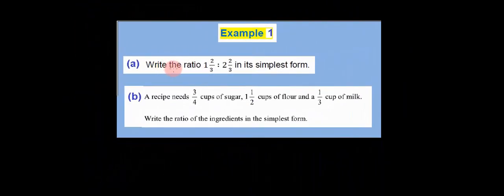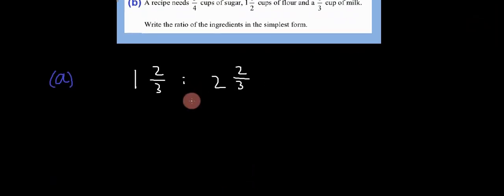So in A it says, write the ratio 1 2/3 is to 2 2/3 in its simplest form. So 1 2/3 is to 2 2/3. Now, what you should note is that these two fractions are improper fractions. So we're first going to write them as proper fractions.